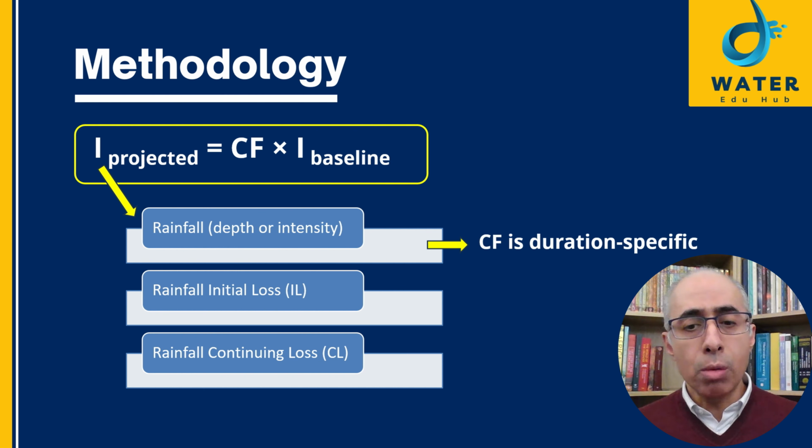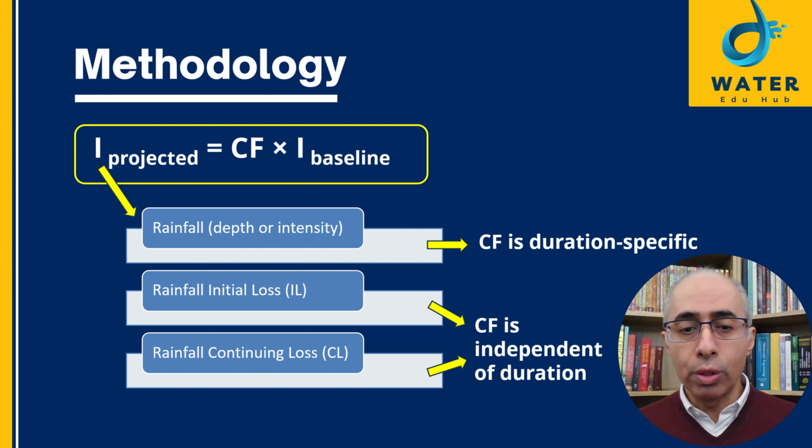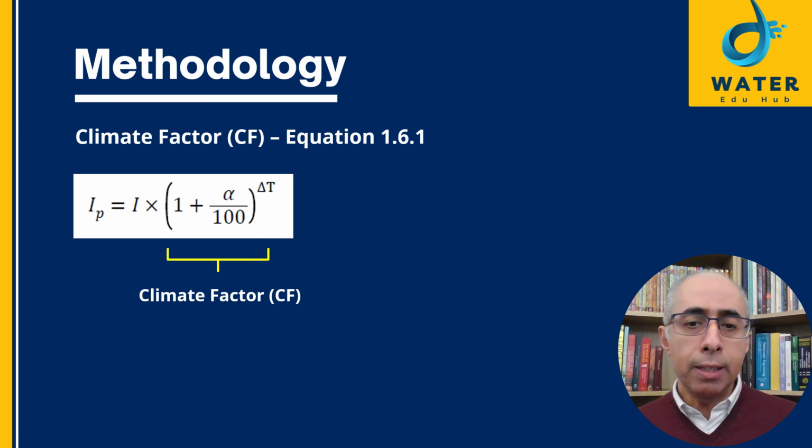When it comes to the climate factors, for the rainfall case, it will be duration specific, as I mentioned earlier. That means for each specific duration, you will get a dedicated climate factor. But when it is about the rainfall initial and continuing losses, it will be independent of duration. The formula that we use for calculating the climate factor comes from equation 1.6.1 of the guidelines, and it's a very simple formula to play with.